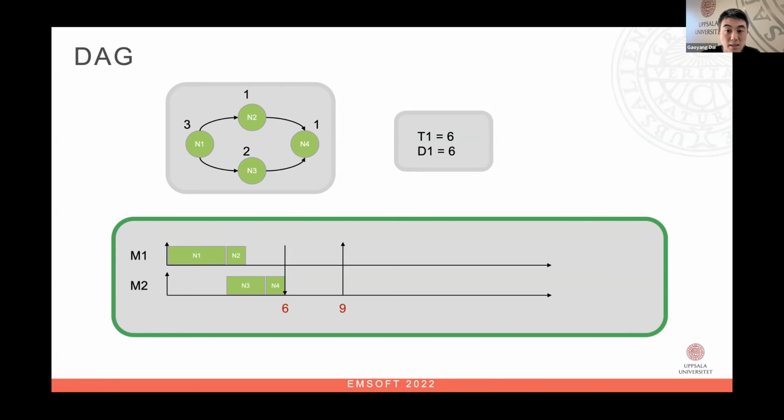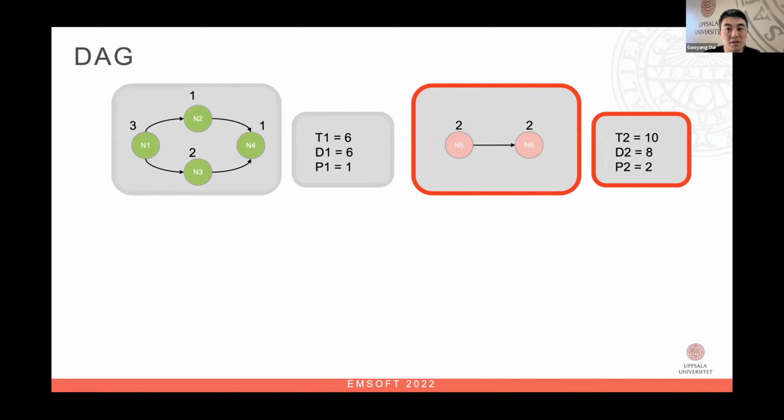And the task can release another instance after 6 time units. And here in this example, it releases another one at time 9. And it's also finished before the deadline. So if another task exists in the system and has a lower priority, here at P2, then the first task.